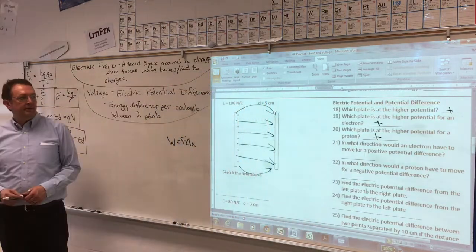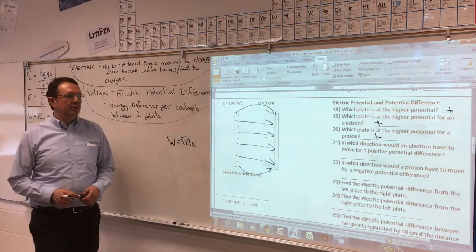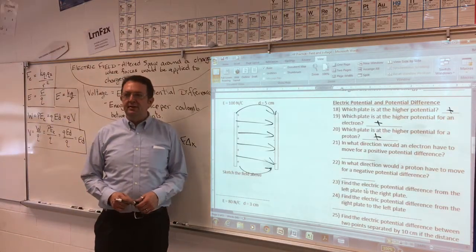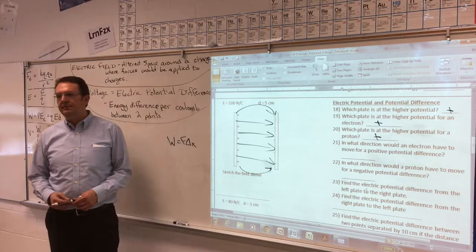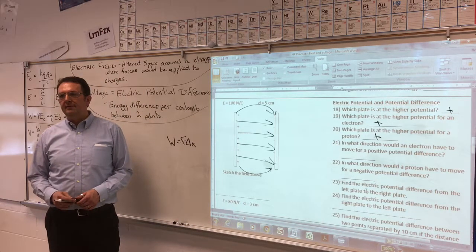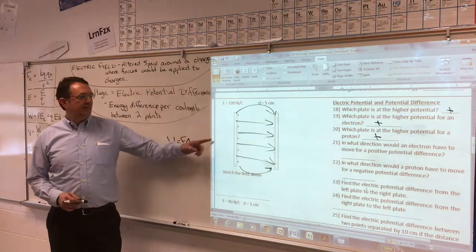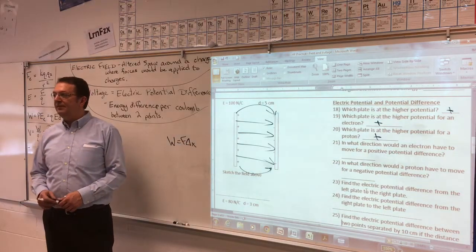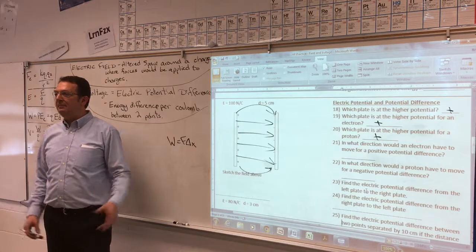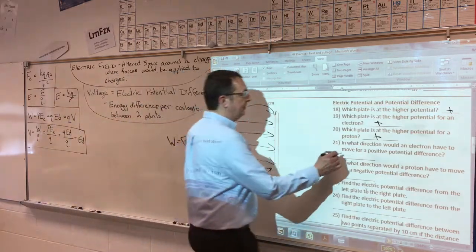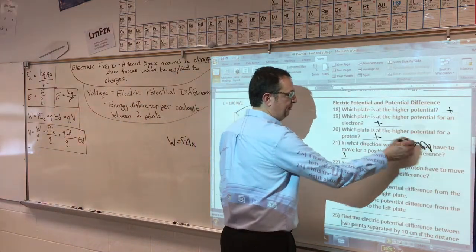In what direction would an electron have to move for a positive potential difference? Why? Because it's attracted to the... Which one's the higher potential? Positive. You want a positive potential difference. You want to move toward the positive every time. It doesn't matter what charge you put in there. Toward the positive.